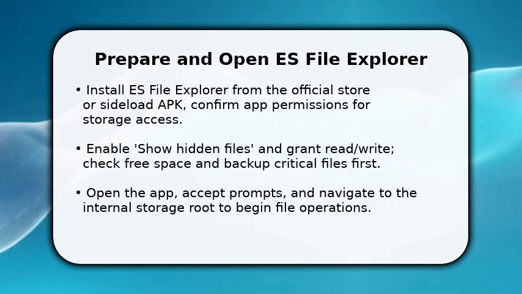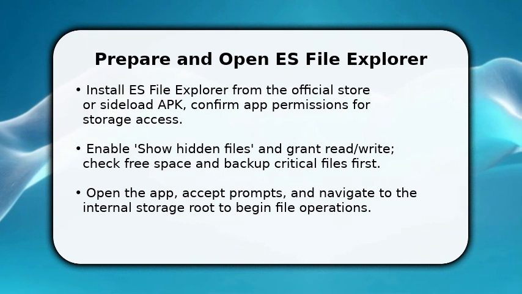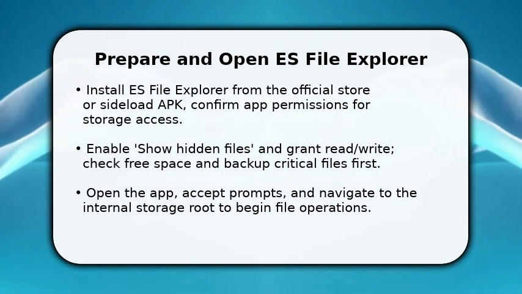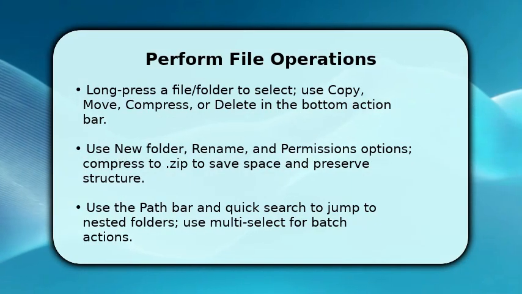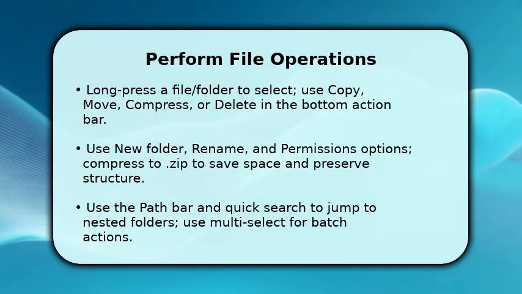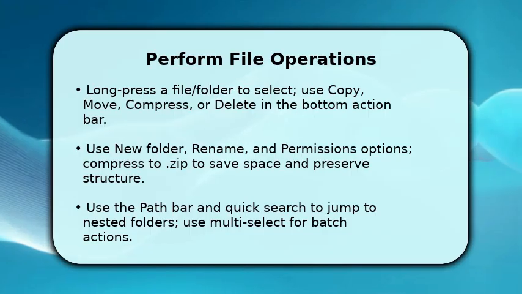This establishes context. From here, you're set to locate a target file and begin the first actionable operation: copy, move, or rename. You now pick a target by long pressing it. This reveals the action bar with copy, move, compress, and delete. When you need organization, create a new folder or rename items to maintain clarity, and compress to zip if you want to save space.